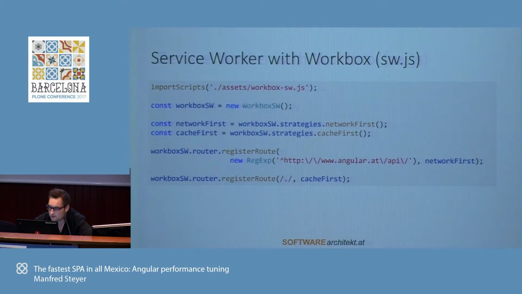The first route is pointing to my web API. It is using network first, and the second route is pointing to everything else. Please note that this is the regular expression for everything, so this route is catching everything else. Also my program files, my HTML files and my JavaScript bundles and so on, and for this I'm using cache first. And please also note that this isn't a browser cache, this is a cache we can control by ourselves.